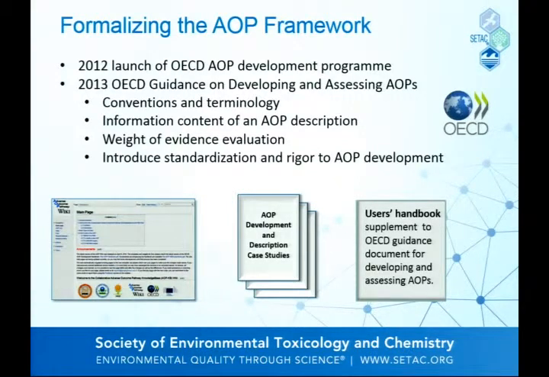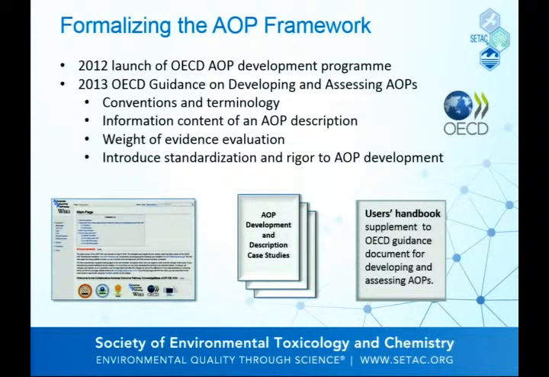In 2013, OECD published the first guidance document on how to actually formulate an AOP description that gave conventions and terminology, defined the information content that we want to put into an AOP description, described the process of weight of evidence evaluation, started to introduce some of the guiding questions, and really tried to introduce standardization and rigor into how we actually go about describing these different pathways.